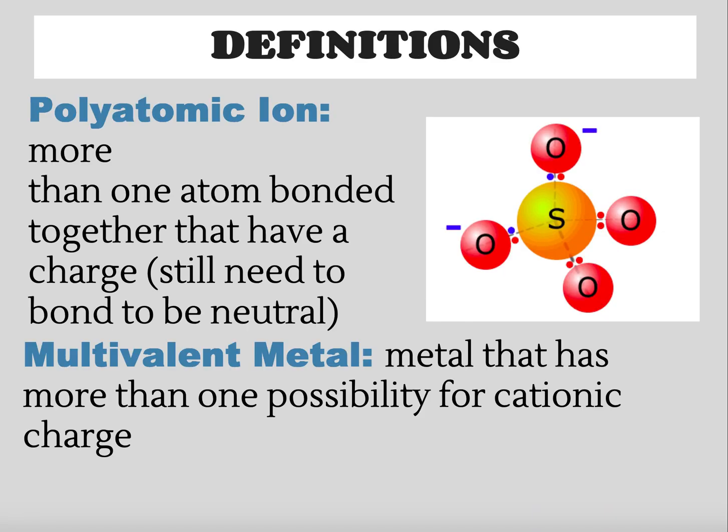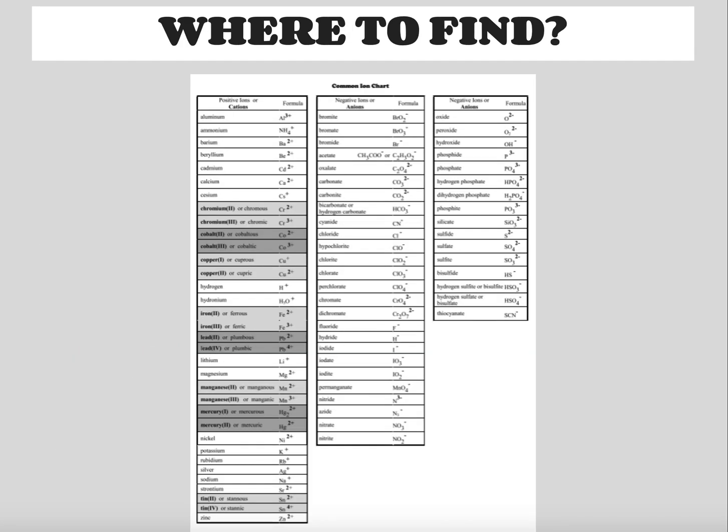Okay. A couple other definitions to be mindful of. One is a polyatomic ion. This is a group of atoms that together have a charge. And multivalent metals, right? Multi meaning multiple, valent meaning charges. So this is a metal that can have multiple charges. Okay. A lot of these you're going to find on that pink sheet.